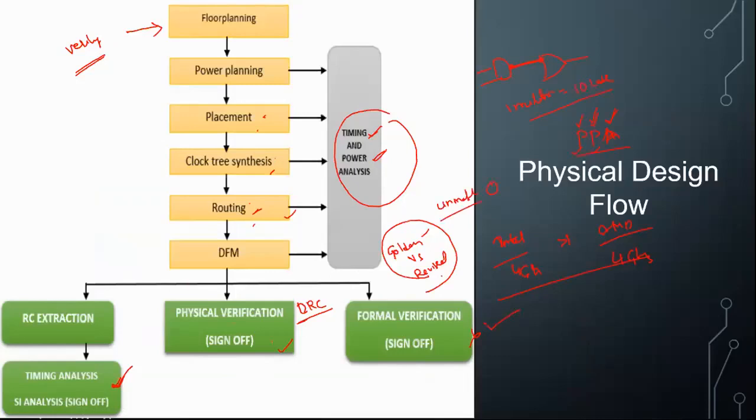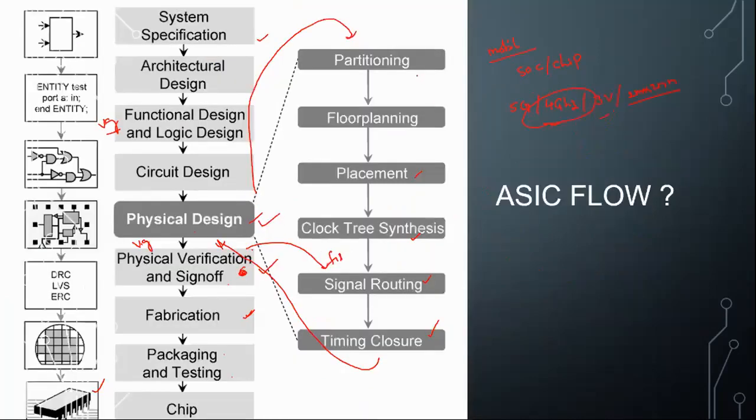If all this passes, then we generate a file called the GDSII file, which is a graphical representation of all our layout. This file is sent to the foundry, and then they start the fabrication process. So this is the basic physical design flow. Now we have discussed it, right? There are steps called partitioning, floor planning, placement.